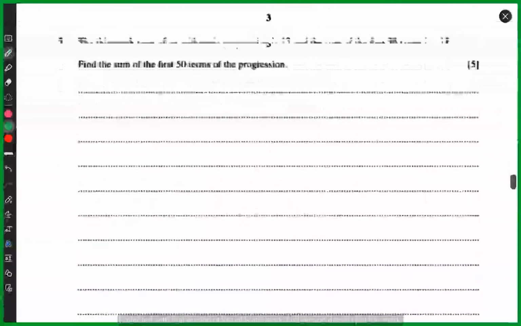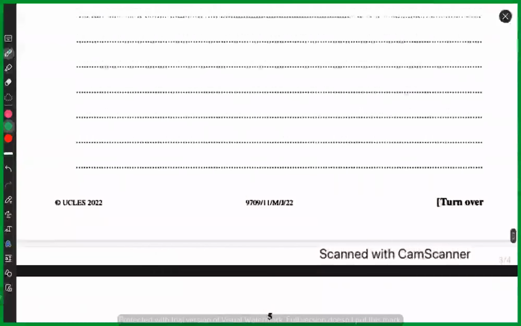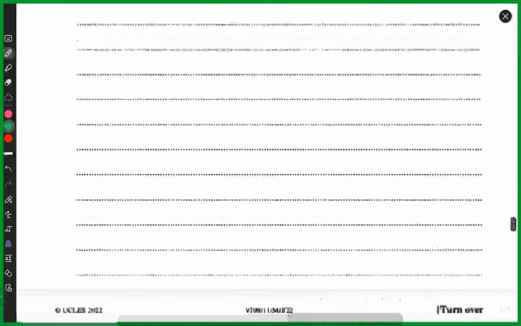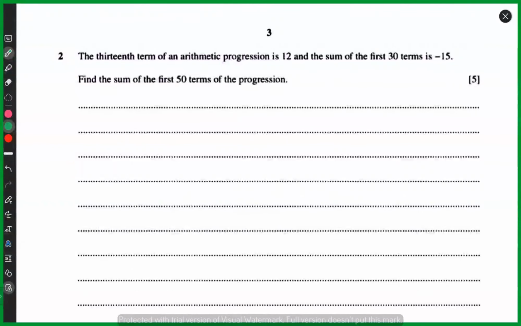Let's talk about another question, and here are the details. Just note the details. Here it is. So it says the 13th term of an arithmetic progression is 12, and the sum of the first 30 terms is minus 15. Find the sum of the first 50 terms of the progression.